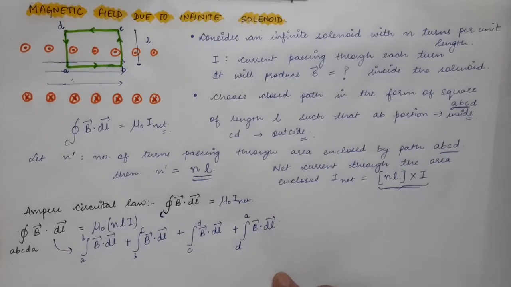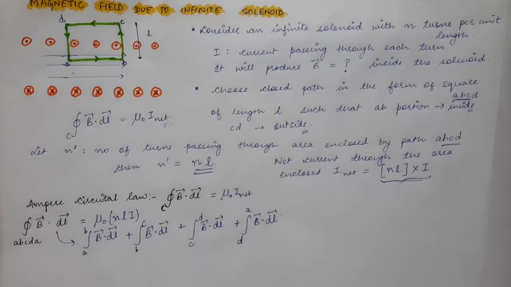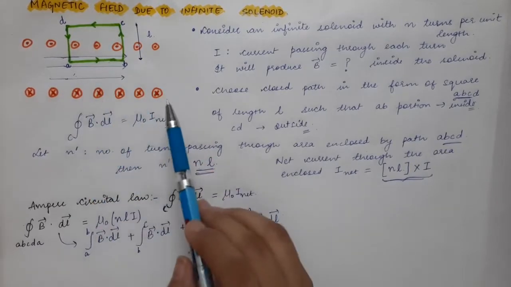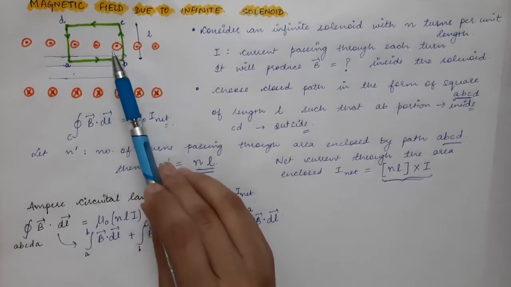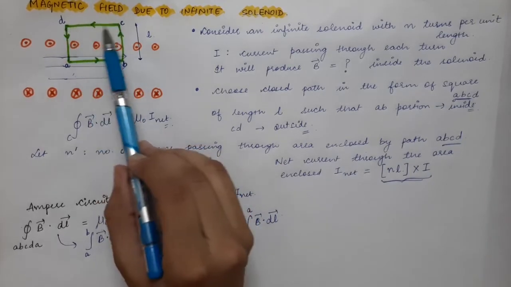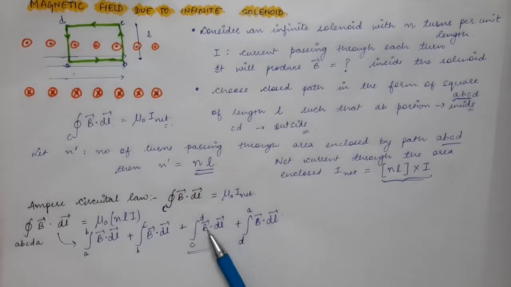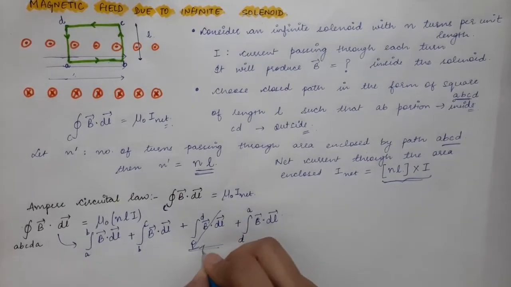Now we are going to evaluate each integral one by one. Firstly, the integral from C to D will be equal to 0, because due to the symmetry of this infinite solenoid, the magnetic field is present just inside the solenoid and the magnetic field outside the solenoid is equal to 0. So at every point on this path from C to D, B vector is equal to 0, and this integration will go to 0.